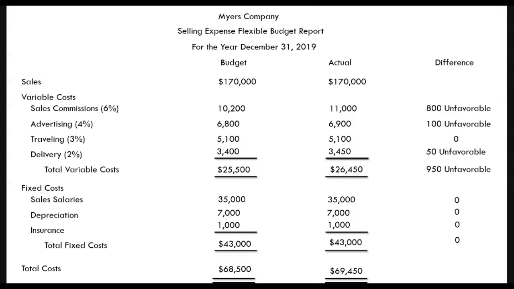Another way that we can do it is by taking a look at our total variable and our total fixed over in the difference column. Total variable costs were $950 unfavorable for the difference. Total fixed cost didn't have a difference. So if you add those up, the $950 plus the 0, we still stick with that $950 difference on the unfavorable side.